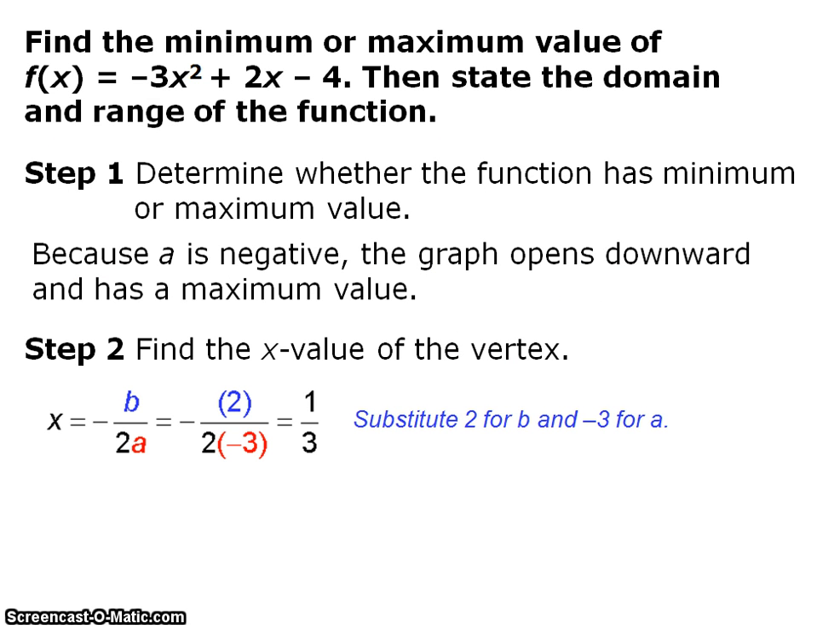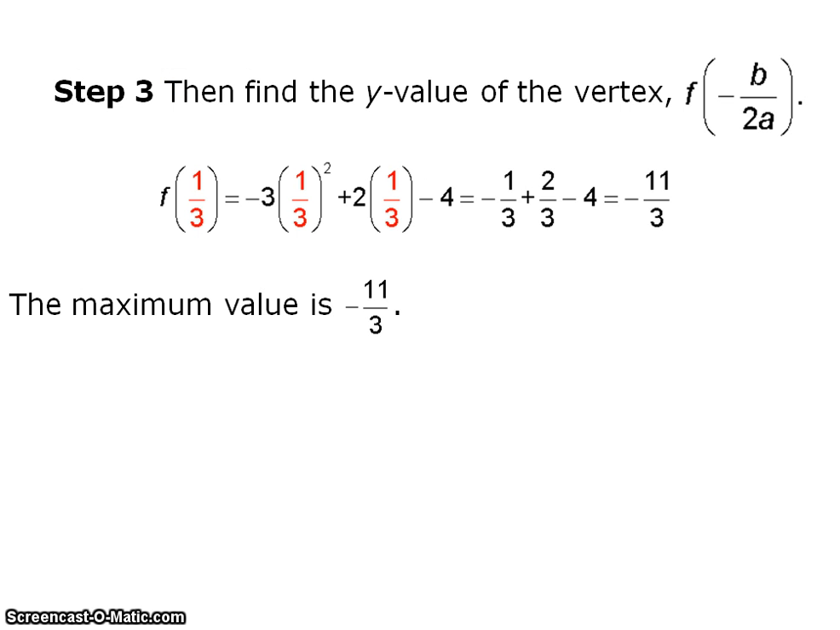So what does that mean? We're going to find the minimum or maximum of this function, negative 3x squared plus 2x minus 4. Well, we've got to determine whether it's a minimum or a maximum. This one is opening down, so it's a maximum value. I'm going to find my maximum value by first finding the x value of the vertex. I do that by using the formula negative b divided by 2a, and the x value of my vertex ends up being 1/3.